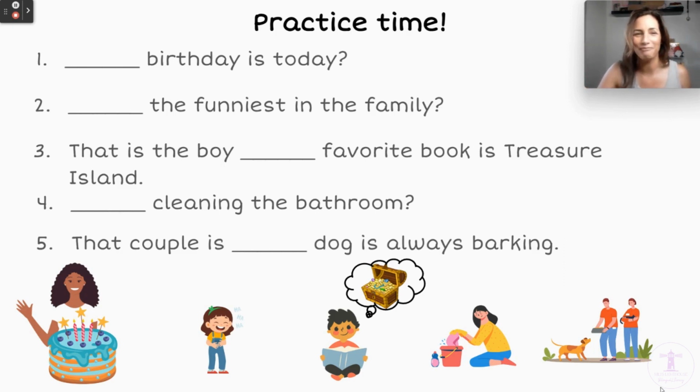So let's check our work, see how you did. So the first one, is it the contraction or is it the pronoun? Does this birthday belong to anyone? Whose birthday is today? There's a cake. Whose birthday is today? Oh, it's mine. You can see she's right here. It's mine. It belongs to her. It's her birthday.